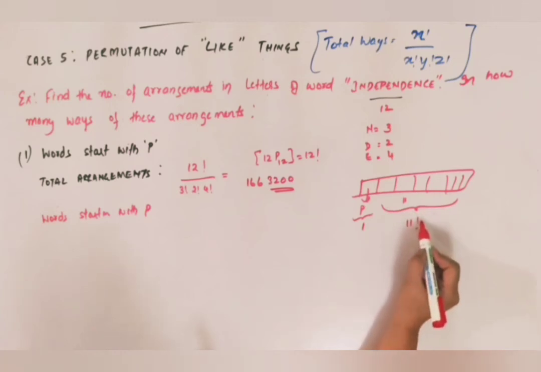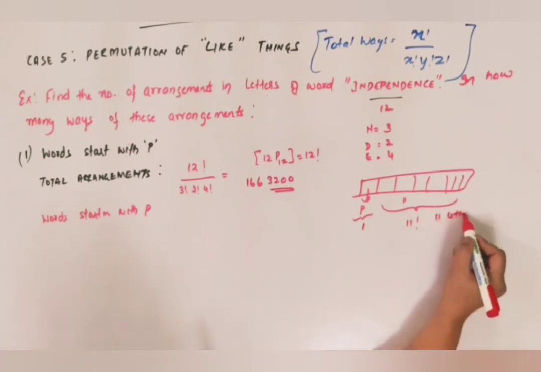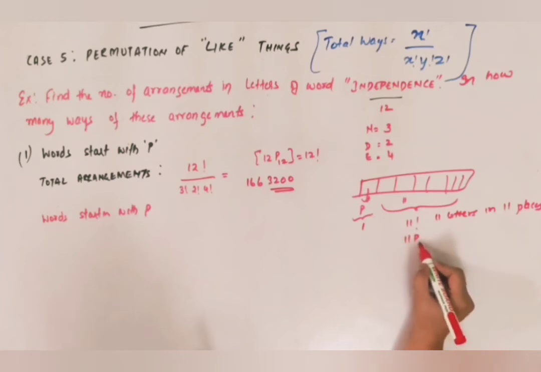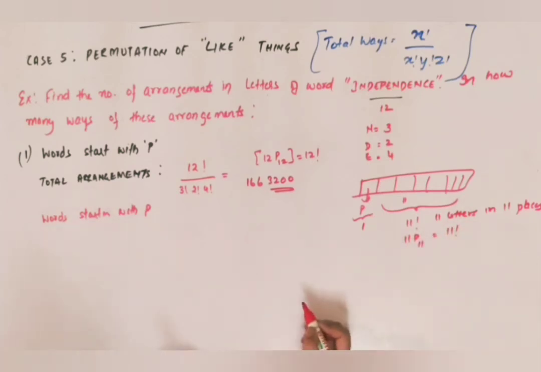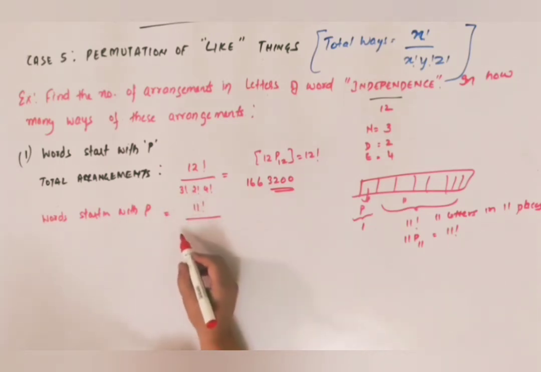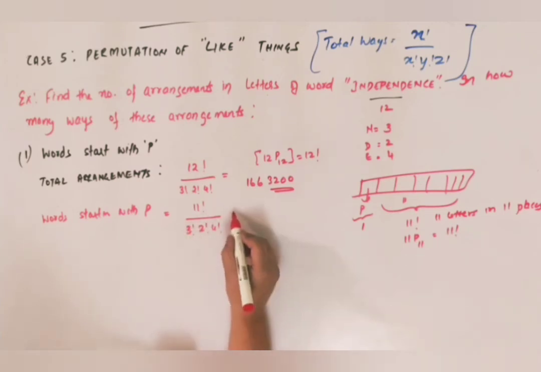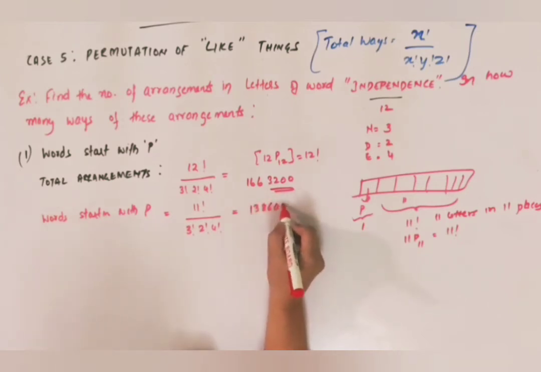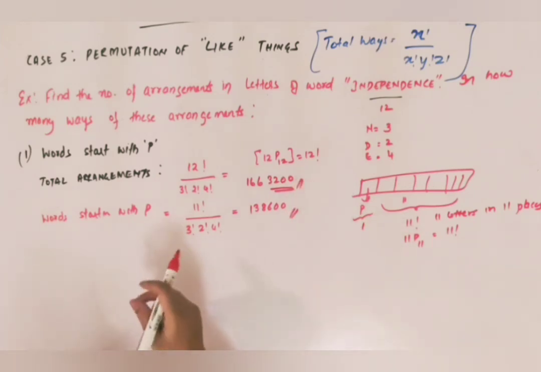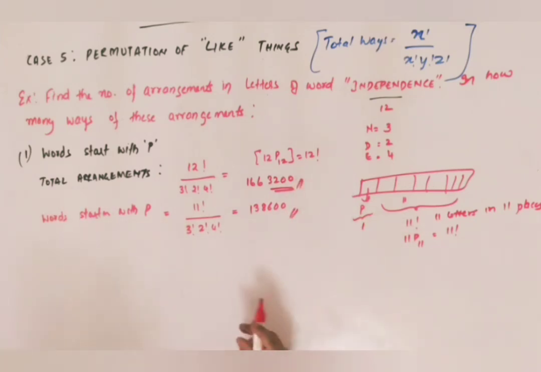So now 11 factorial, because we have 11 letters and we have to put them in 11 places. 11 letters in 11 places will be 11P11, that is nothing but 11 factorial. So the number of arrangements for words starting with P would be 11 factorial divided by the repeated kinds. What are the repeated kinds? 3 factorial, 2 factorial and 4 factorial. That gives 138600. Okay, so let's remember this value because we will need it in the other parts of the problem.